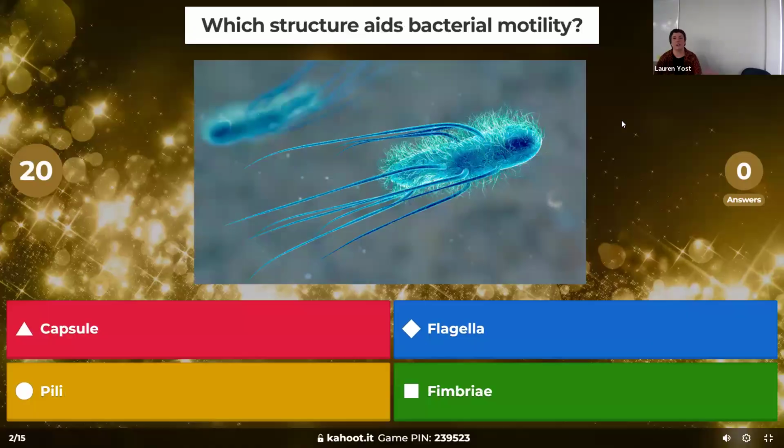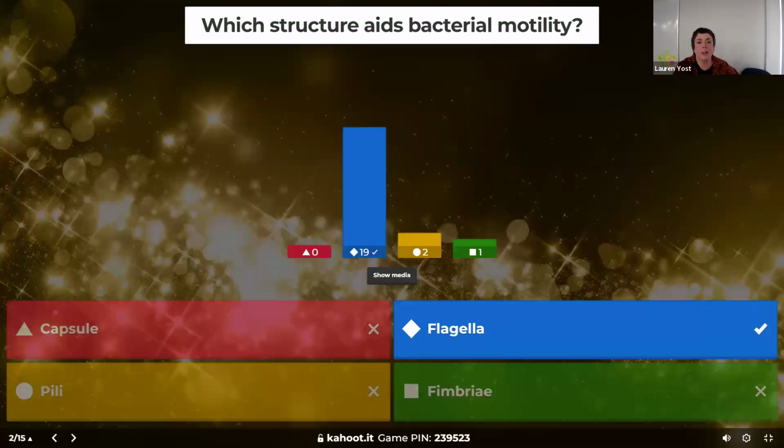All right, which structure aids bacterial motility? So here, you can see how this question has these choices, and it gives me the opportunity to talk about the other structures as well. Flagella aid in bacterial motility. The capsule is just a sticky coating that we can use for adherence, evading phagocytosis, and creating biofilms. The pili create a channel between cells that allows us to move DNA between 2 cells, and can be used for attachment as well. And the fimbriae are really mostly only used for attachment. So flagella are our motile structures.